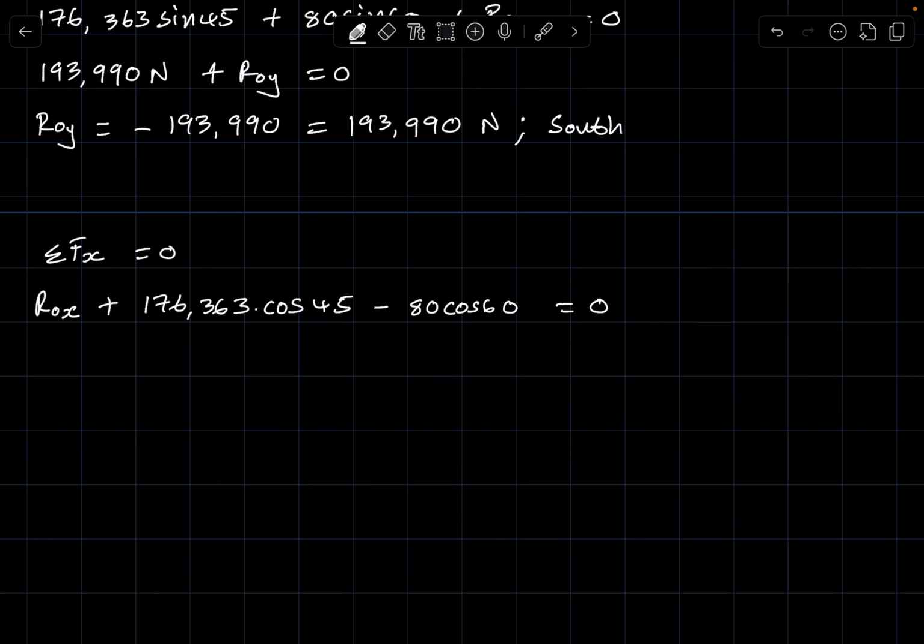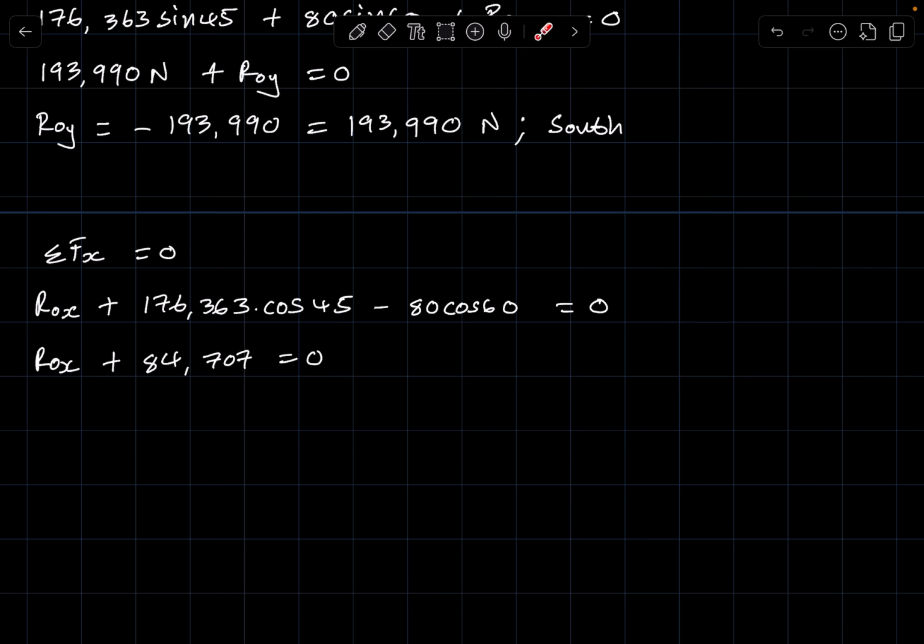Right, and now, because this is what we're looking for, you take these two to that side. Or you can say first that's ROX, and then punch this in your calculators. You should get positive 84,707 is equal to 0.